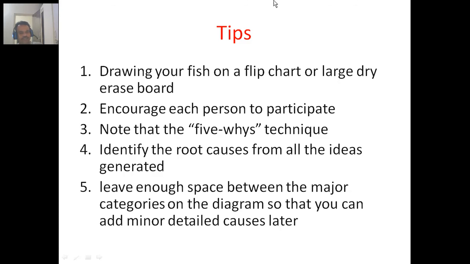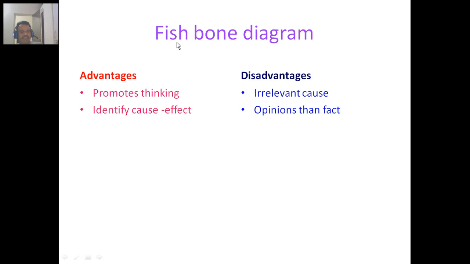Note that the 5 why technique that we discussed is one of the best tips. Identify the root cause from all the ideas generated. Leave enough space between the major categories on the diagram so that you can add minor detailed causes later. Now let's look at the advantages of the fishbone diagram. It promotes thinking, it identifies the cause and effect relationship, but look at the disadvantages also. Sometimes you'll end up finding irrelevant causes, and sometimes everything depends on the personal opinion of the participants rather than the facts.